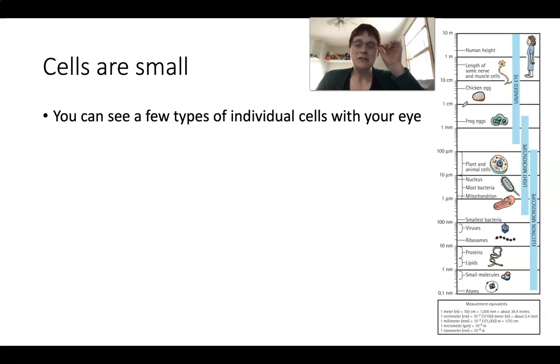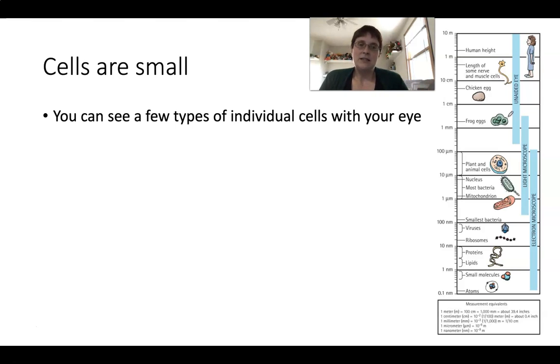Once those eggs are fertilized, though, they start to divide and they would be made out of multiple smaller cells. Frog eggs, same thing. If you can find an unfertilized frog egg, that would be a single cell, but once it's fertilized, it starts to divide into smaller cells.